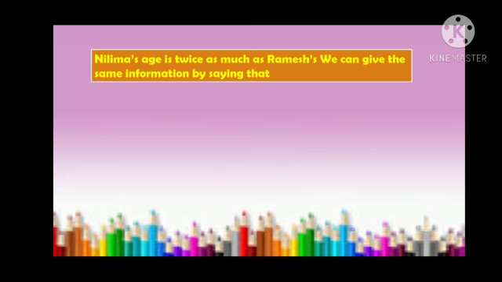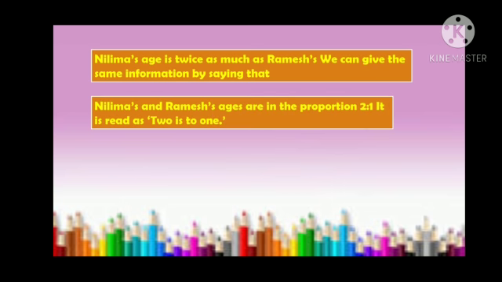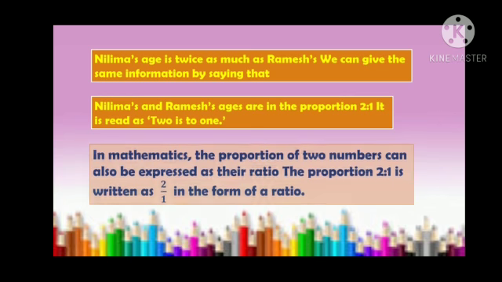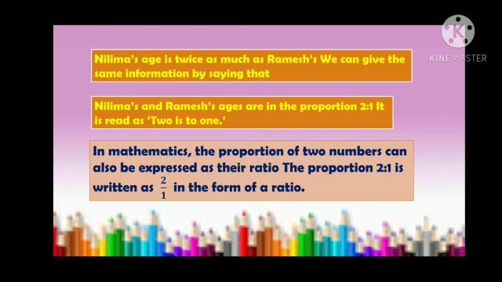We can give the same information by saying that Nilima's and Ramesh's ages are in the proportion 2 is to 1. It is read as 2 is to 1. In mathematics, the proportion of two numbers can also be expressed as their ratio. The proportion 2 is to 1 is written as 2 by 1 in the form of a ratio. So children, now you all know what is ratio and what is proportion.